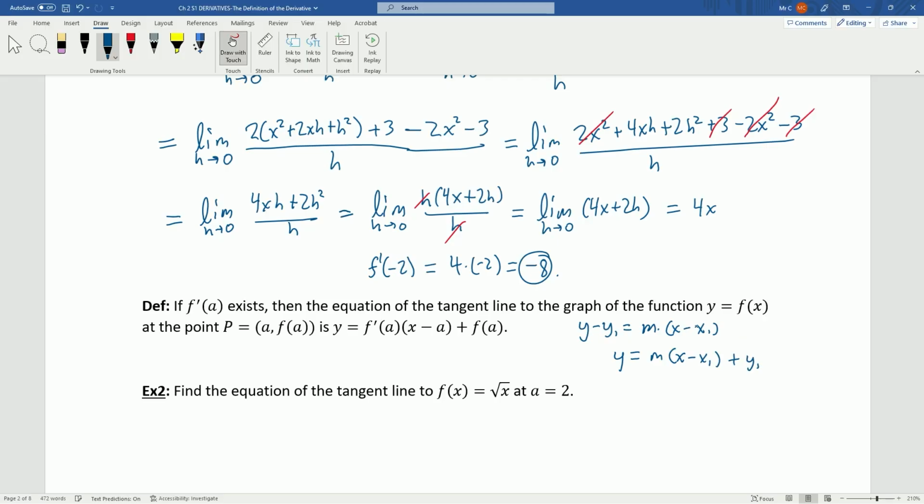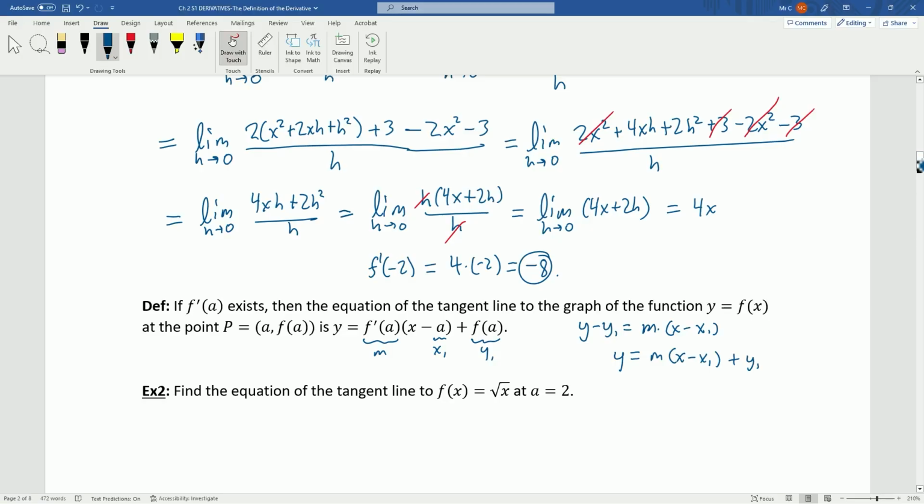So all we've done is taken our point slope form and moved y1 across. And now all I'm doing is just replacing the corresponding parts. f prime of a is the slope of the line. f of a is our y1. a is our x1. So all I've done here is just rewritten point slope form in the notation of these functions and derivatives.